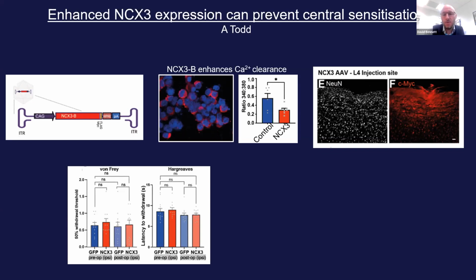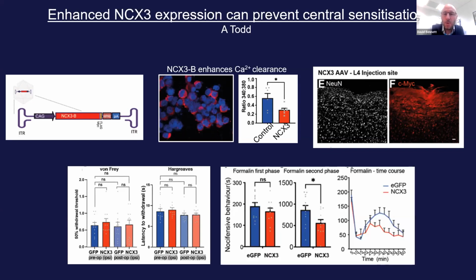But when we look at the formalin test, where the second phase of pain-related behavior relates to sensitization within the spinal cord, we could reduce that pain-related behavior in the second phase significantly. This really pointed to the fact that we can modulate this system in either direction, and if we can increase activity of sodium-calcium exchange, we can reduce tonic pain-related behavior. That gives some interesting prospects for whether you could modulate this therapeutically.